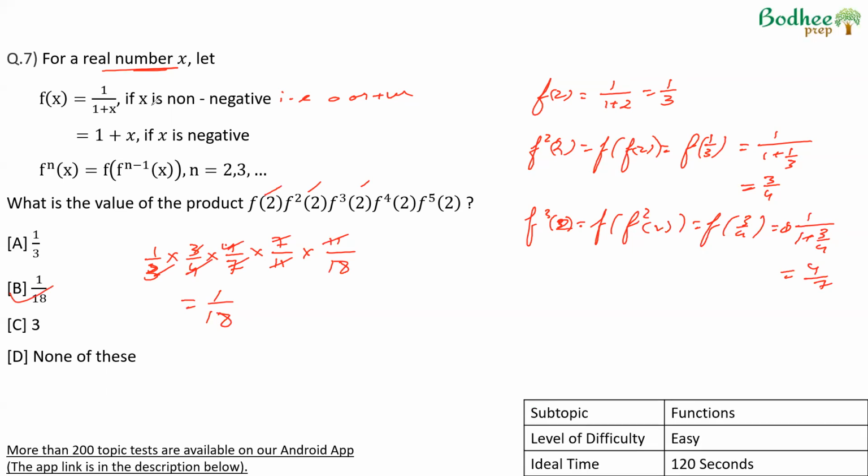I think this was an easier question. The pattern is easy, and even if we're not able to spot the pattern, we just have to repeat this calculation 5 times. After this, the next term will be 1 upon 1 plus 4 by 7, and we'll get 7 by 11, and the next term will be 1 upon 1 plus 7 by 11, and we'll get the fifth term. So even if we have to do the entire calculation, the time might increase, but the level of difficulty, I think, remains easy.